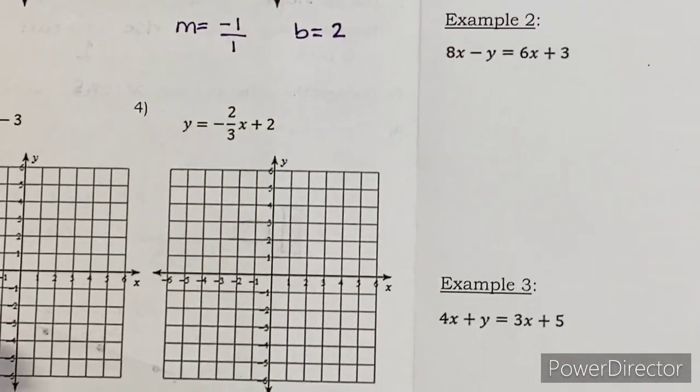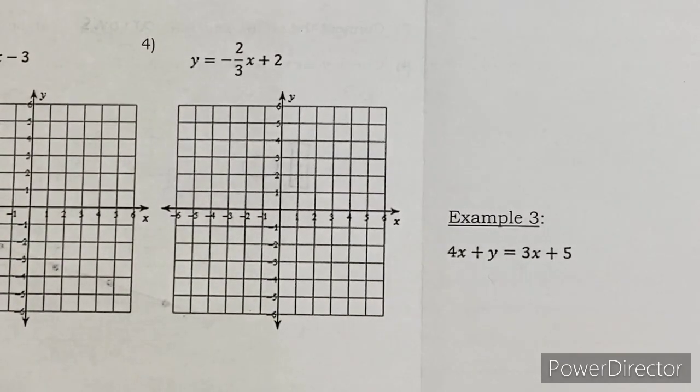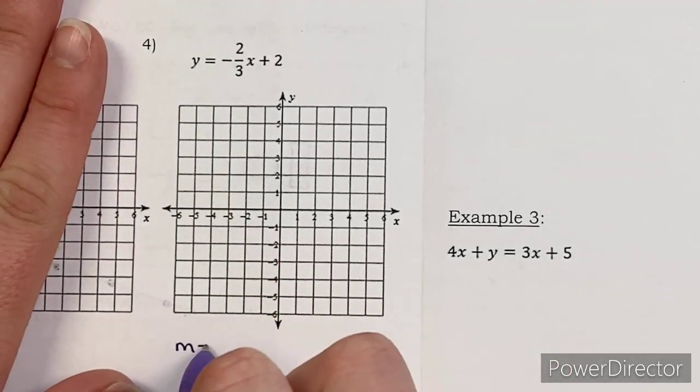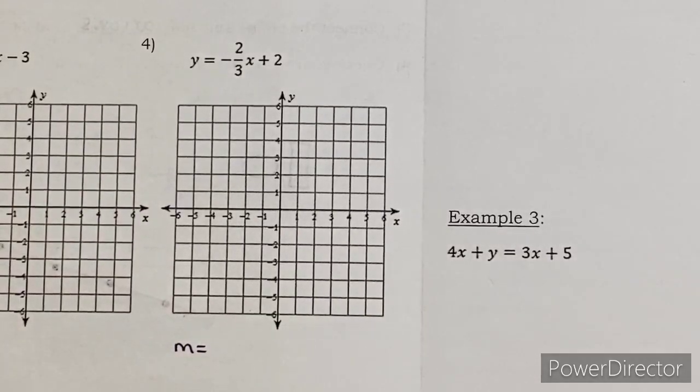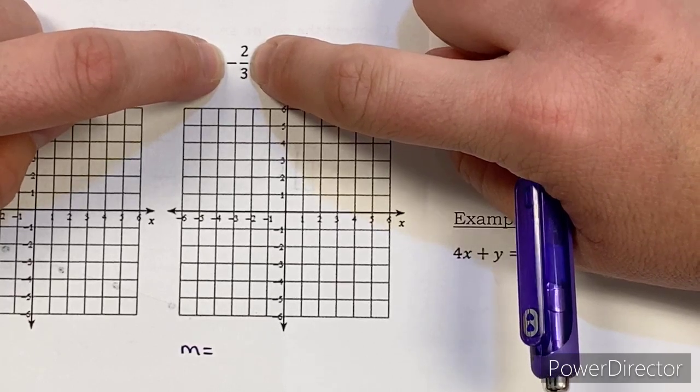Okay, so let's take a look at number 4. Number 4 trips people up all the time. So again, we're going to identify slope and y-intercept before we graph anything. So let's take a look at our slope, which is our m value. The slope is the number in front of x. So there's my x. This is the number that we're talking about.